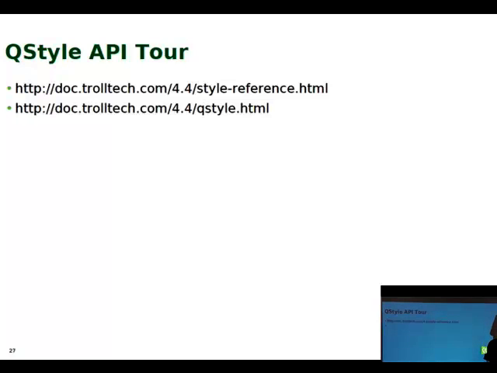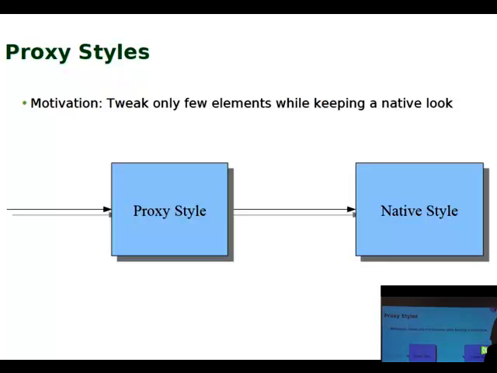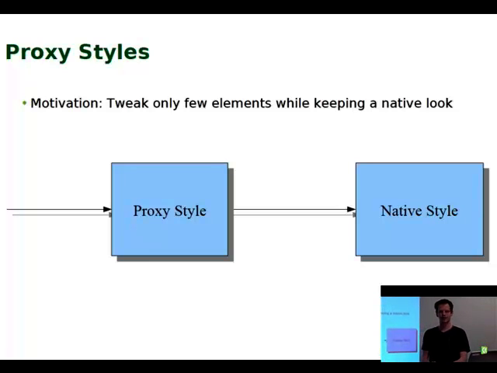So I can only recommend you to read the documentation. The documentation explains everything you have to know about how to make your own style. Now I will give you a little trick on how to make a proxy style. The idea is that you want to change the appearance, let's say, of a QPushButton, but only that. You want everything else to look as native as possible.